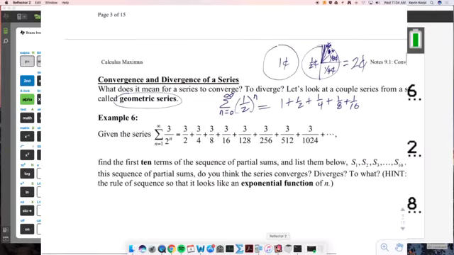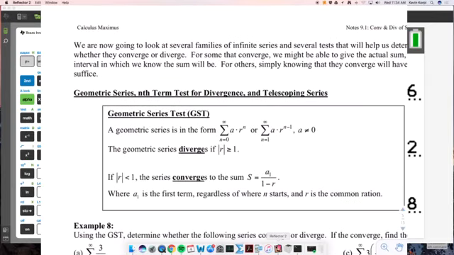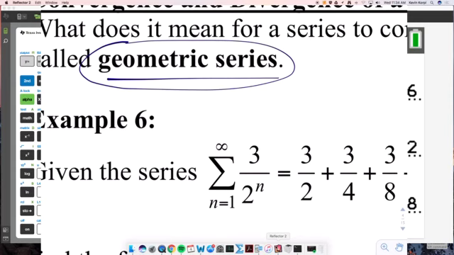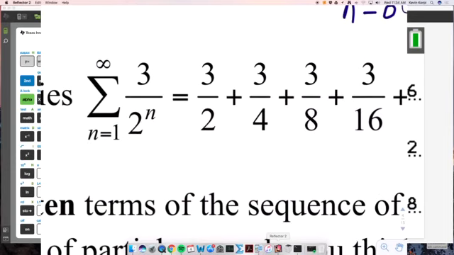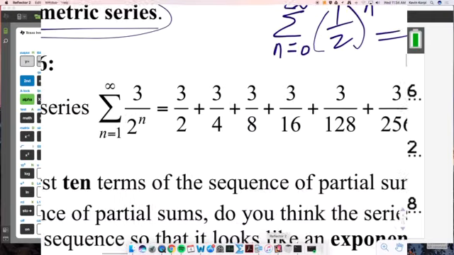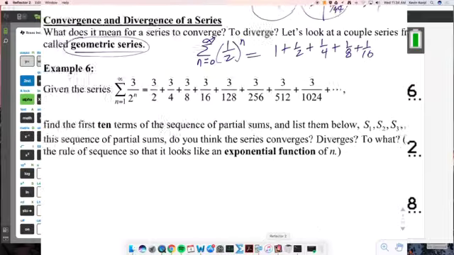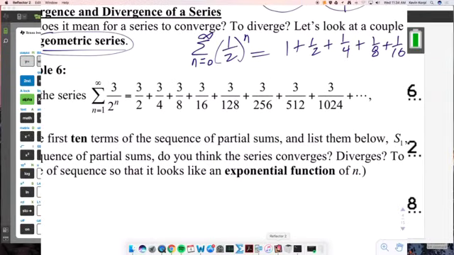So here's what it looks like. Is this the time I want to do that? Do I define it down below? Okay, I define it down below. So let me not give it away yet. But a geometric series is basically when you get the next term by multiplying or dividing by something. So given this series, the sum from 1 to infinity of 3 over 2 to the n, I wrote out some of the terms: 3 over 2, 3 over 4, 3 over 8, plus all the way out there. Do you think this one converges or diverges?